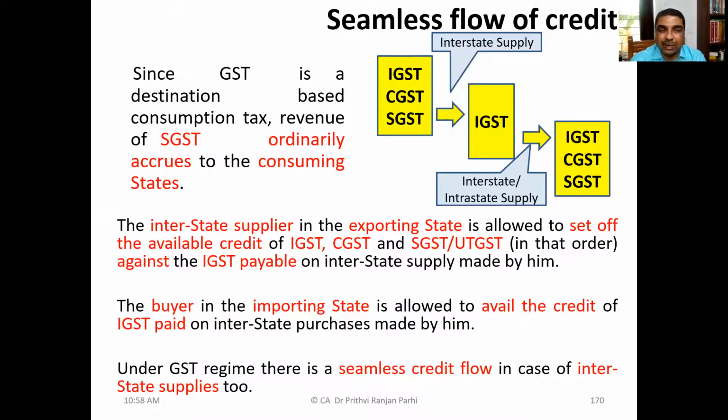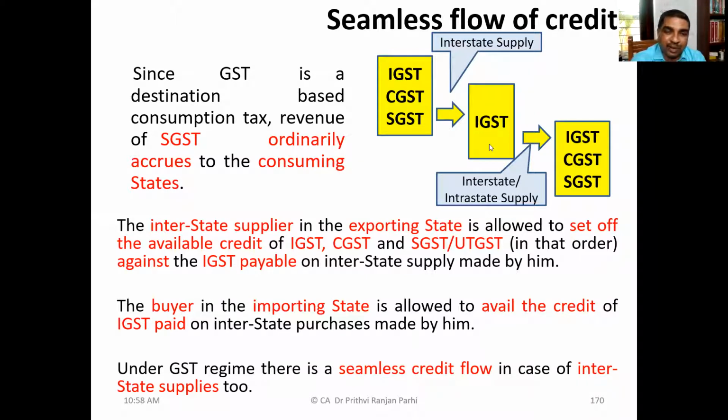If there is an interstate supplier, he will be paying IGST. Whatever IGST is payable, he can use the credit which is available in the form of either IGST or SGST or CGST or UTGST. All these things can be utilized for paying IGST. Okay, that means I'm talking about this part of the chart. Suppose there is an interstate supplier. He has to pay IGST. You can use all these things, IGST, CGST, SGST. If UTGST is available, that also can be utilized.